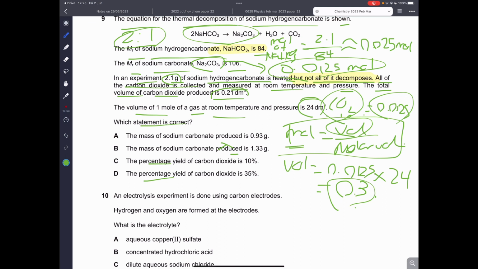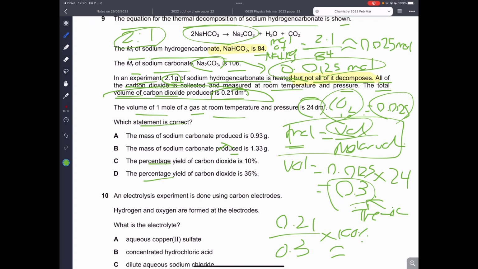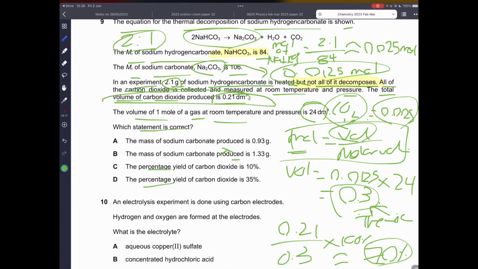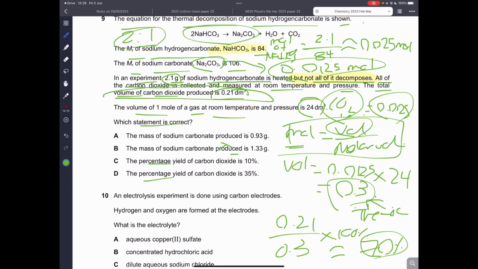0.3. Now remember, in the question, it has given us the volume of carbon dioxide, which is 0.21. And 0.21 is the actual yield of carbon dioxide. And the 0.3 that we got here is the theoretical yield. So if we multiply by 100% and find its percentage yield, we will find that it has a 70% yield. And remember, this 70% yield is going to be very important.